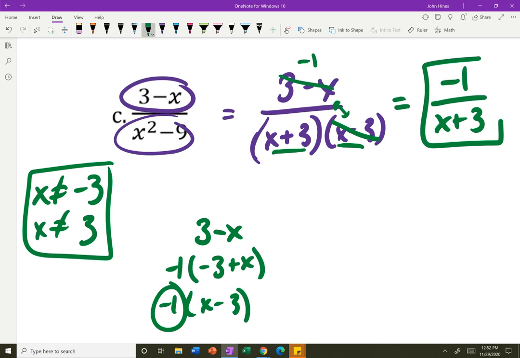So they do divide each other out, but they don't divide to 1. They're leaving behind a factor of negative 1. And that's only with the subtraction ones when they're backwards.